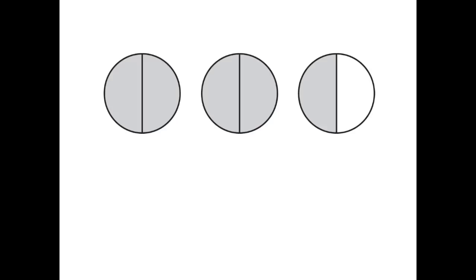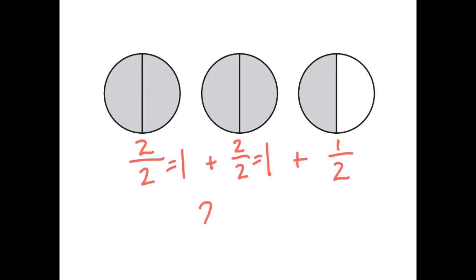I can also show that in this diagram, where I have 2 out of 2 pieces and I've shaded both pieces. So really I have 2 out of 2, or one whole piece. Same with this second one. I have 2 out of 2, or one whole piece. But in this last one, the fraction that is shaded is only 1/2. So I can show this as a mixed number. It's the sum of whole numbers and a proper fraction, and I get 2 and 1/2. I have 2 whole pieces and then 1/2 of another one.